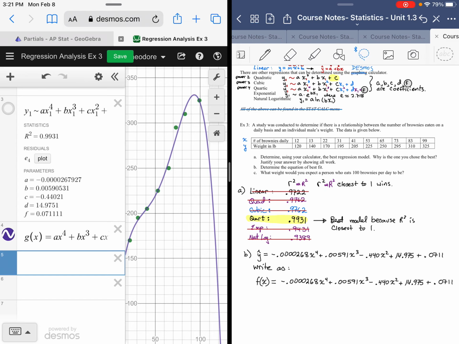All right, so in part C, it says what weight, now weight is a y value, right? So in C, it's saying, what y would you expect a person who eats 100 brownies per day to be? Who eats 100 brownies per day? So what y would you expect when x is equal to 100?